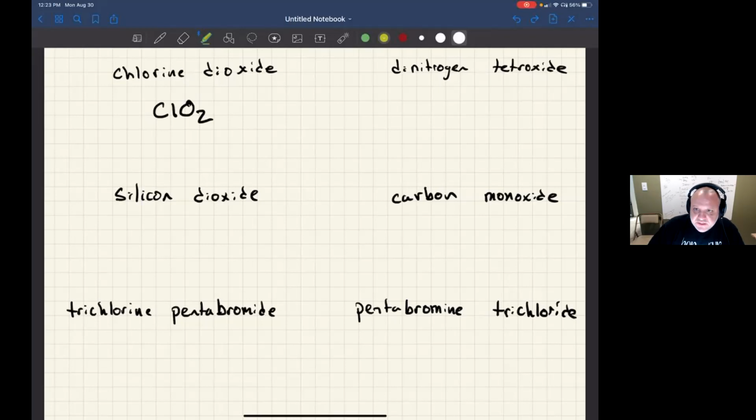Okay, dinitrogen tetroxide. So a nitrogen and an oxygen, and there are two nitrogens and four oxygens, so N2O4. Silicon dioxide. So there's a silicon, there's an oxygen, there's one silicon, two oxygens, so SiO2. Carbon monoxide, one of each.